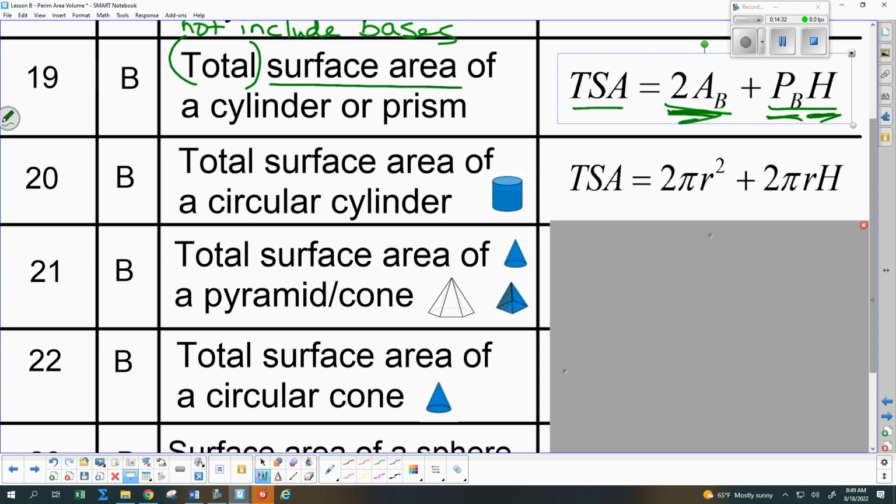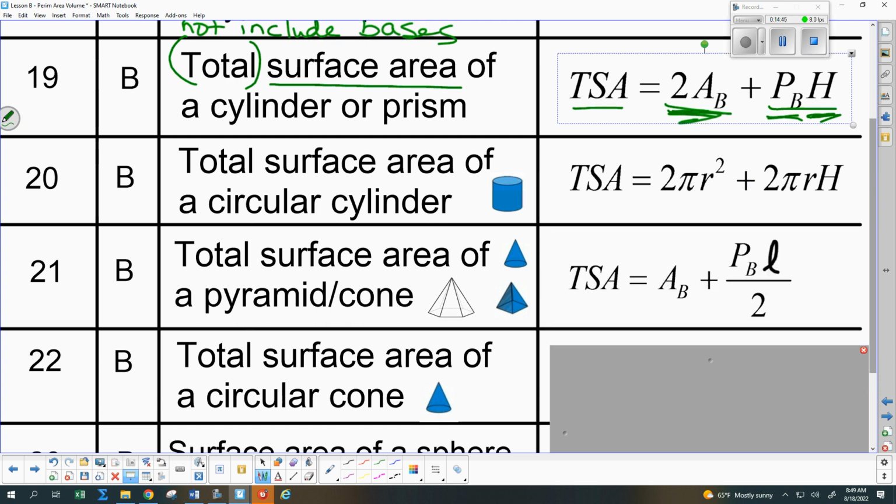So if I took this triangle, 1/2 this BH, 1/2 this BH, 1/2 this BH, 1/2 this BH, and added them up, I would have gone all the way around that square, giving me the whole perimeter in there. So I have one base plus the perimeter when I put all of the triangles together, L for the slant height of the whole pyramid, because that's the height of one triangle, divided by 2.